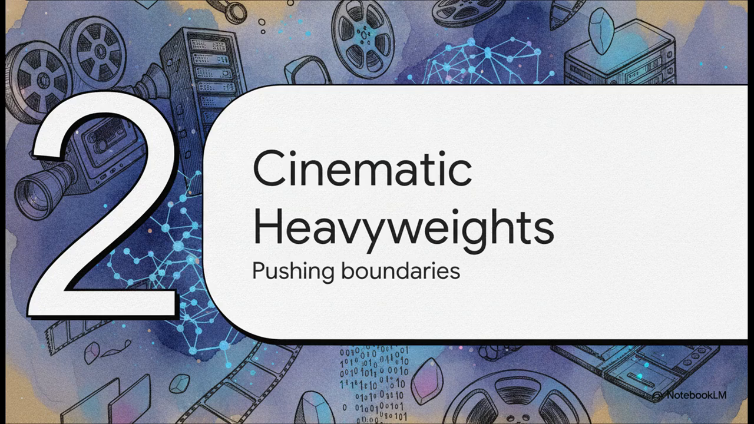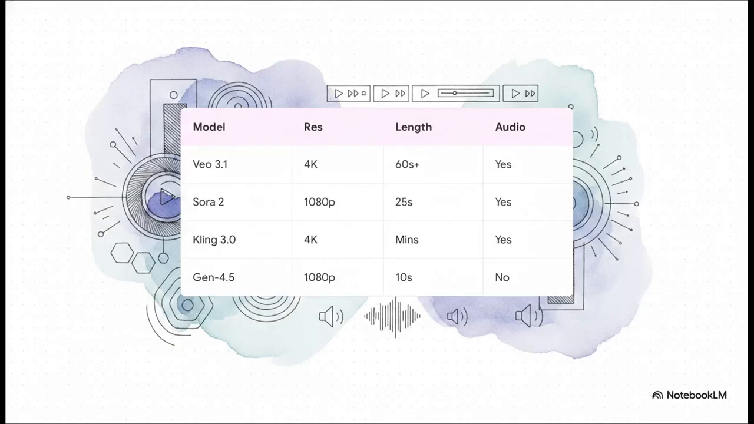Moving right along to Section 2, the cinematic heavyweights. When you look at the specs across the board right now, it's pretty mind-blowing. We're seeing tools like Google's Veo 3.1 and Kling 3.0 pushing full 4K resolution and generating native, synchronized audio right there in the clip. And the maximum durations are shifting fast.